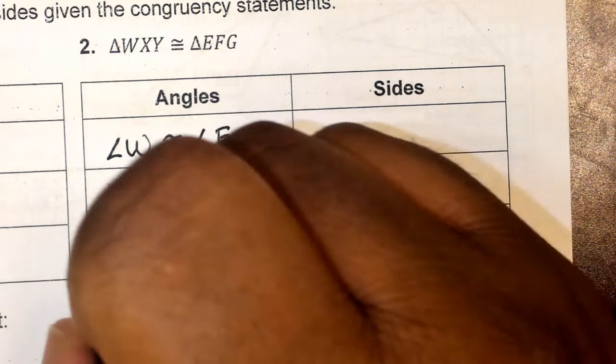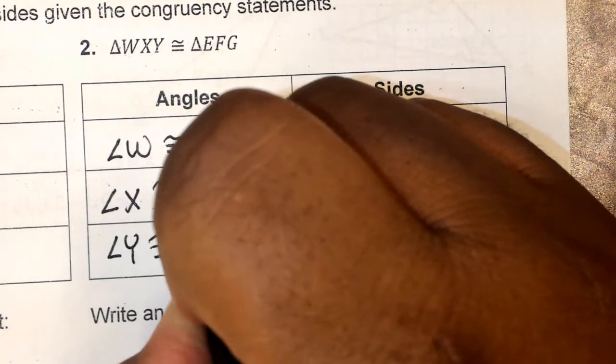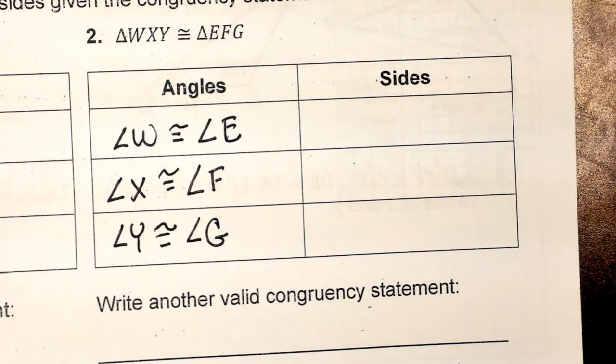Angle F. Angle Y is congruent to angle G. Maybe I should do this. Maybe I should lead y'all in. I know. I'm pretty sure you are. It's not hard. I'm just trying to make sure everybody's there with us.